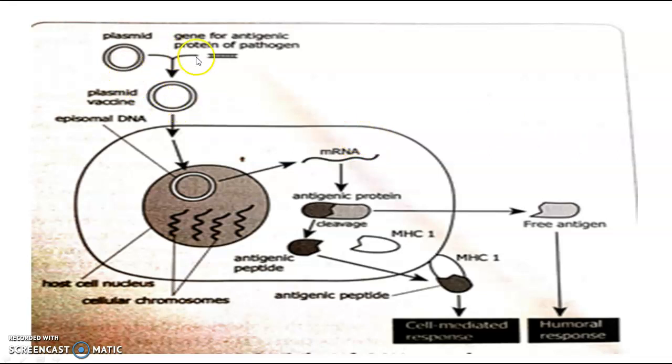Here you could see the diagrammatic representation. That is the gene of interest, the antigenic DNA. Actually, it's not viral, it's antigenic; anything can be possible. It's inserted into the plasmid vector and introduced into the nucleus, and you could see that it will form the mRNA, which will form the protein. In some cases, the complete protein will be released out as free antigen, and that will activate the humoral response. Whereas in some cases, they will be broken down into pieces and expressed by MHC class 1 or class 2, which will activate the cell-mediated immunity.